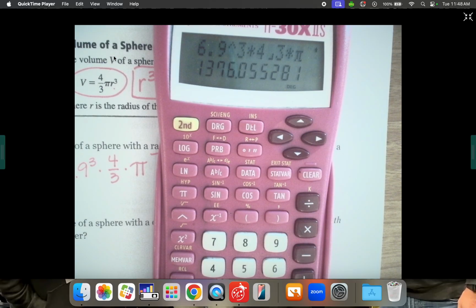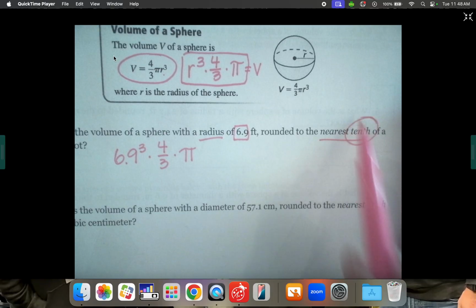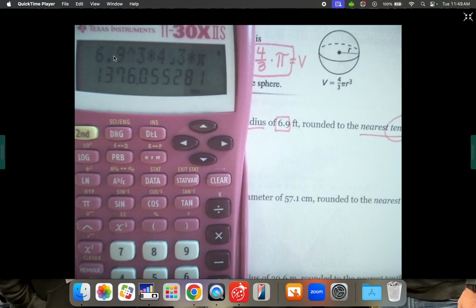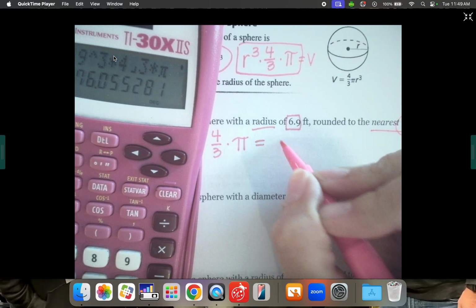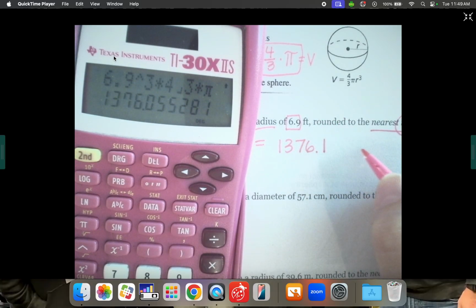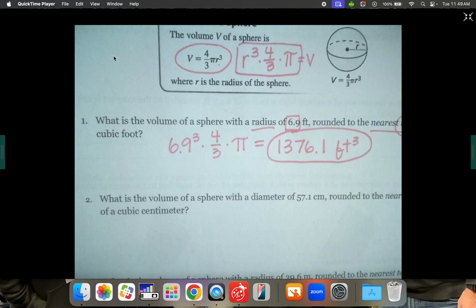That's a crazy, irrational decimal, but we are going to see what we're going to round it to, and it looks like the nearest tenth. So our final answer is going to be 1,376 point. It would be 0.0, but that 5 after it is going to bump that 0 up to a 1. So 1,376.1. And that is cubic feet. But since you're going to be doing this on Delta Math, I don't believe you need to do a label. You would just need to put in the correct rounded number.